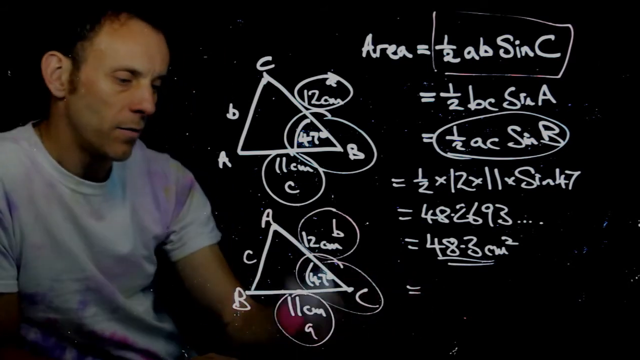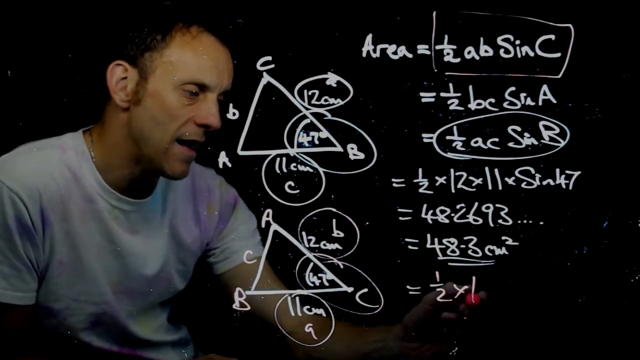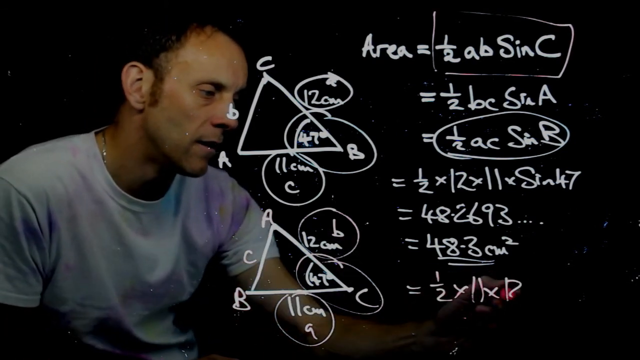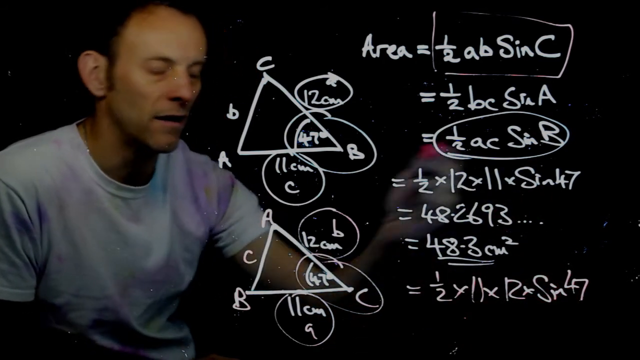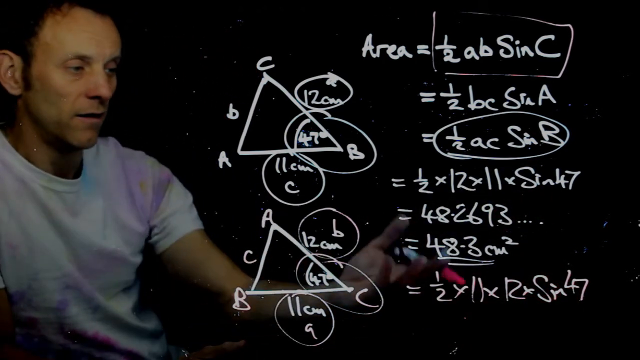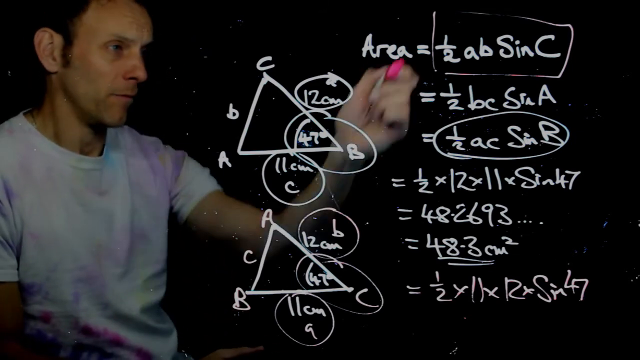This time, plug those numbers in: 1/2 multiplied by A multiplied by B multiplied by sine C. And you see we get exactly the same calculation. So we'll end up with exactly the same answer, the 48.3 centimetres squared.